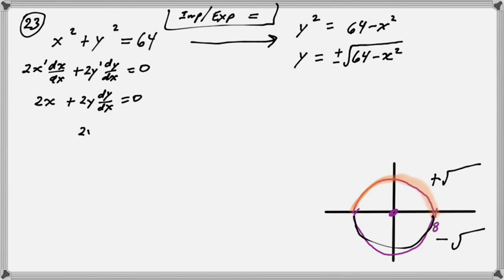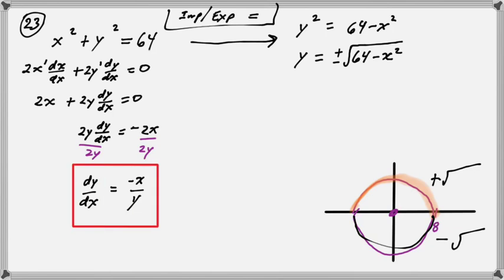I would subtract 2x, and then I would divide by 2y, and I would have dy/dx equaling negative x over y, just like we did in question number 1 on the assignment, and the practice when I introduced the topic. It was just pointed out that pretty much any circle, its derivative is going to be negative x over y, and I think I agree with that.